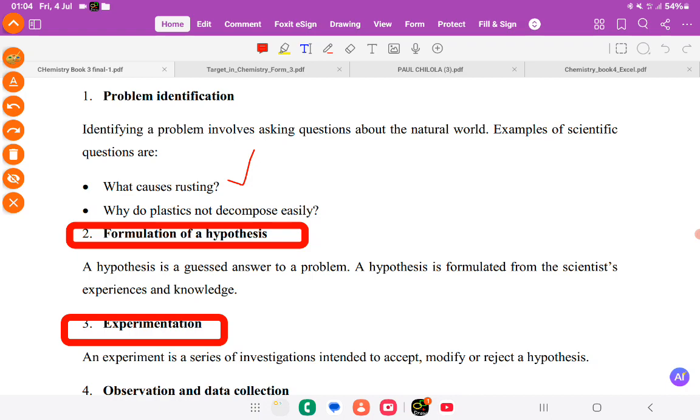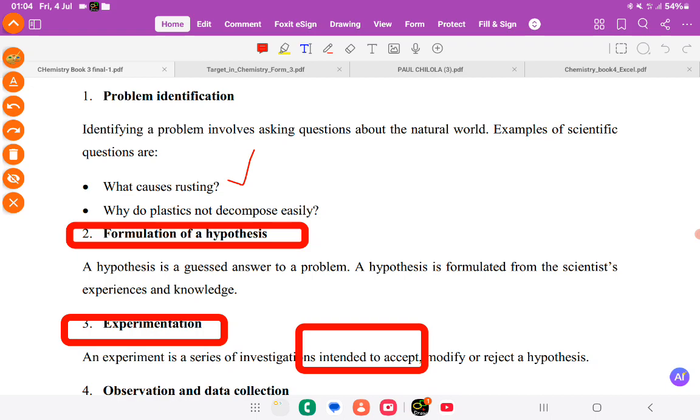If the nail changed color in an environment where there was oxygen, then you accept the guess that indeed rusting is caused by oxygen. All right, so when you expose iron to oxygen, color changes, which is called rusting.